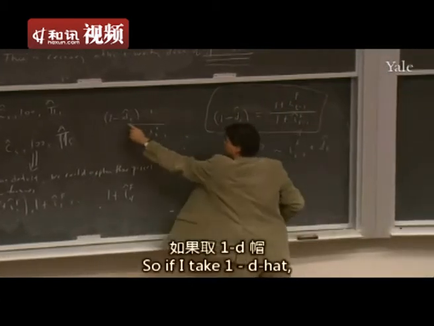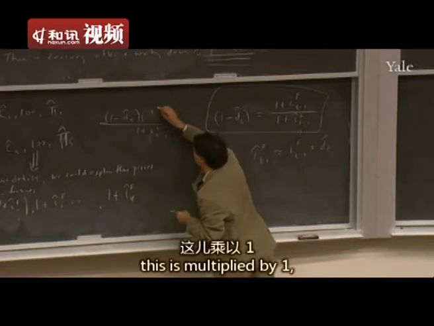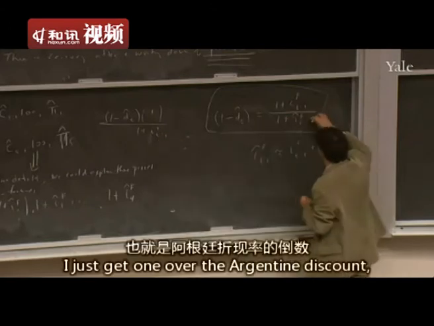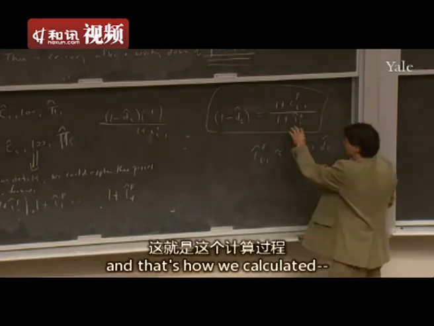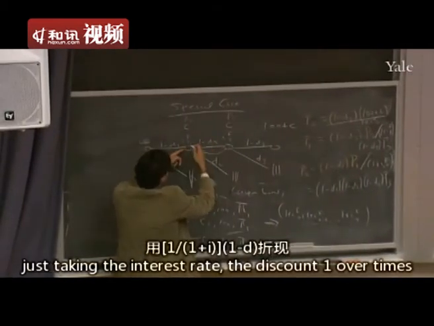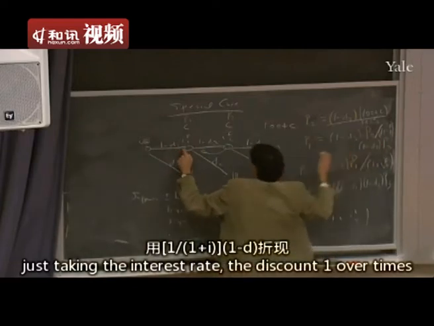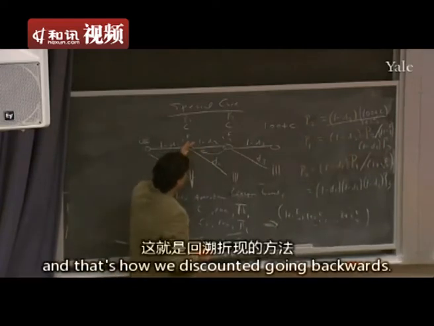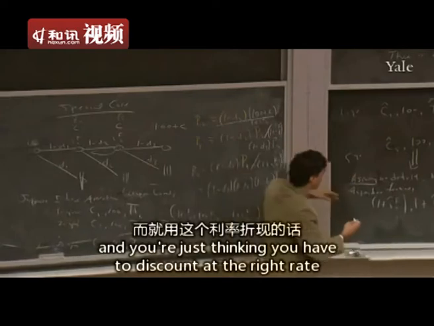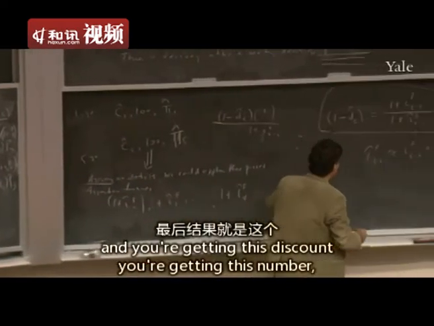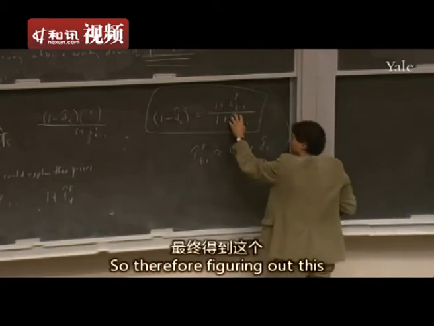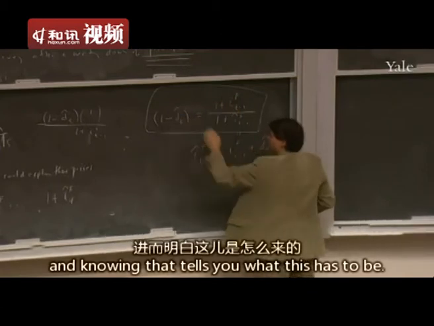So if I take 1 minus d hat, multiplied by 1 over this, I just get 1 over the Argentine discount. And that's how we went backwards with our recursion, just taking the discount, 1 over 1 plus i, times 1 minus d. And so in Argentina, if you're forgetting that there's default and you're just thinking you have to discount at the right rate, you're getting this number. But in reality, you should have been taking this divided by that. So figuring out this and knowing that tells you what this has to be.